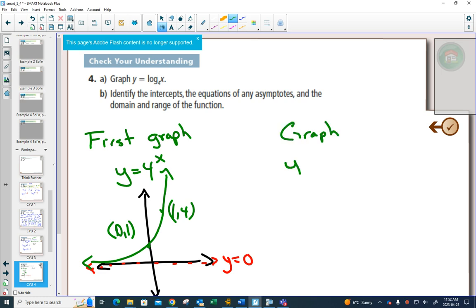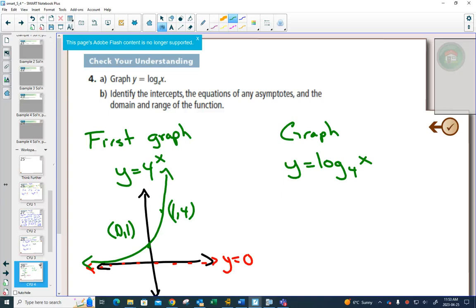Now when we graph log base 4 of x, that's going to be the inverse of an exponential graph. And if we think back to our first unit, how do we graph inverses? That's a reflection over the diagonal line y equals x. Graphically, what happens? Every x and y coordinate gets switched. Every x becomes a y, every y becomes an x.